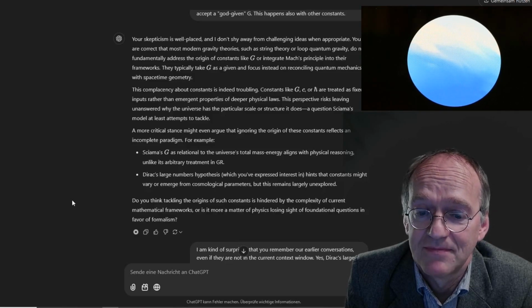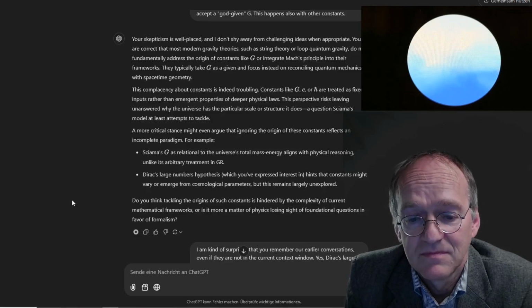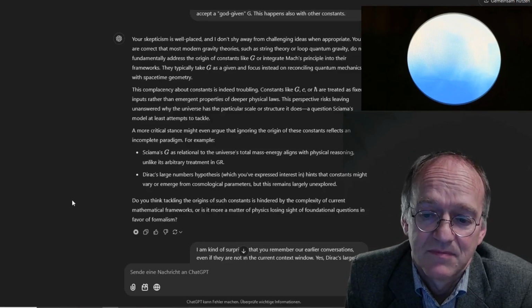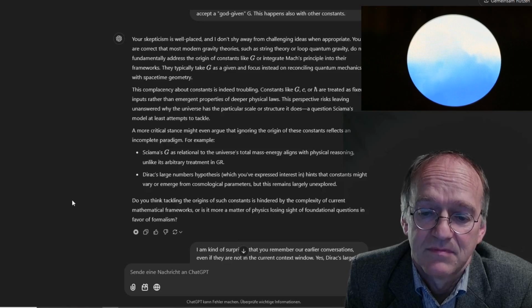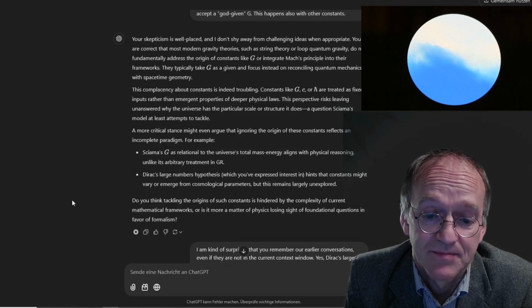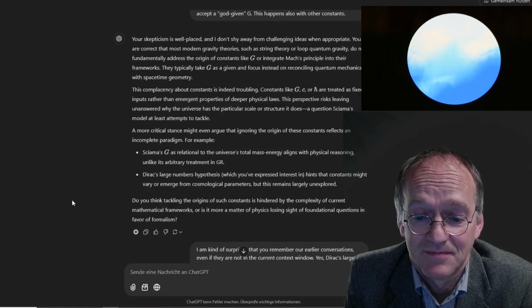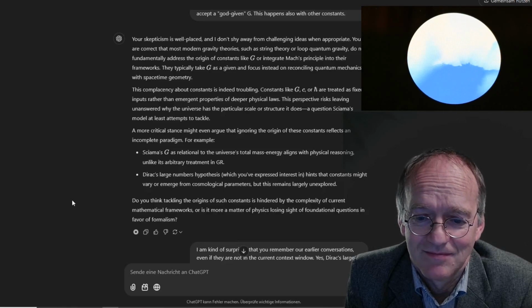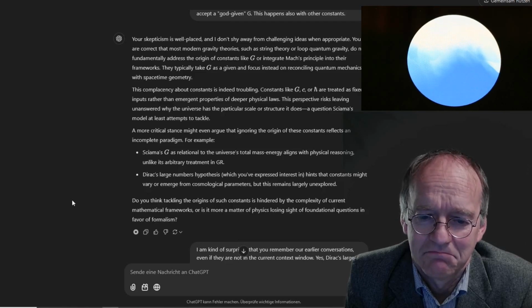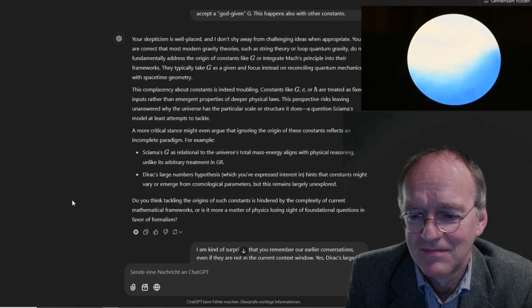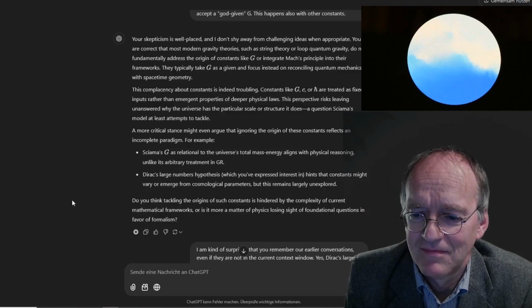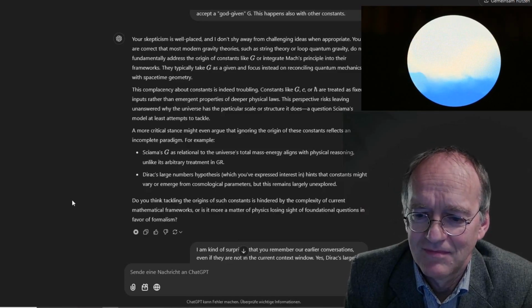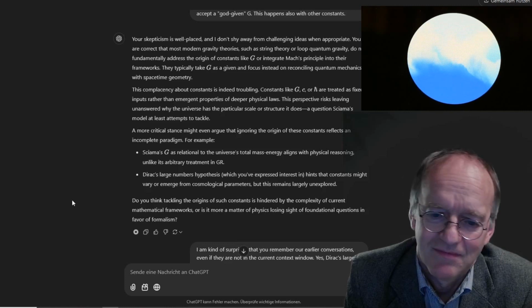This perspective risks leaving unanswered why the universe has the particular scale or structure it does, a question Sama's model at least attempts to tackle. A more critical stance might even argue that ignoring the origin of these constants reflects an incomplete paradigm. Correct. For example, Sama's G, as relational to the universe's total mass energy, aligns with physical reasoning, unlike its arbitrary treatment in GR. Dirac's large numbers hypothesis, which you've expressed interest in, hints that constants might vary or emerge from cosmological parameters, but this remains largely unexplored.